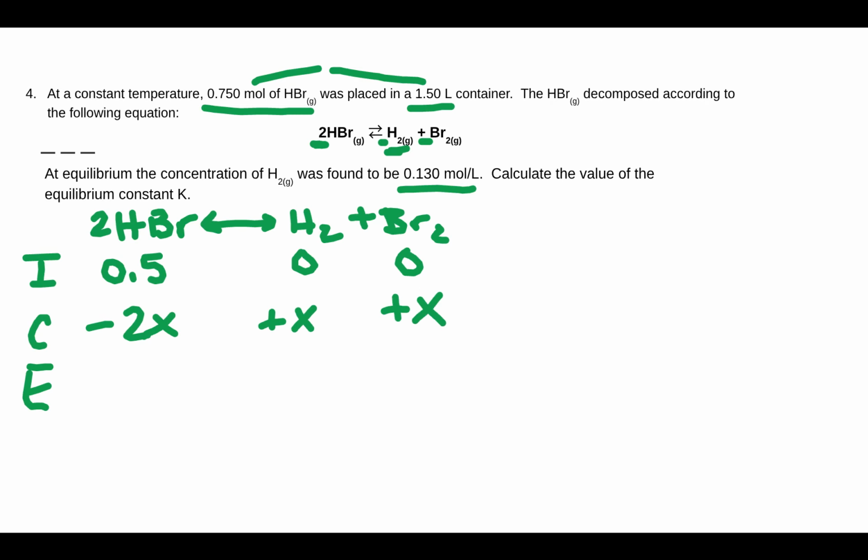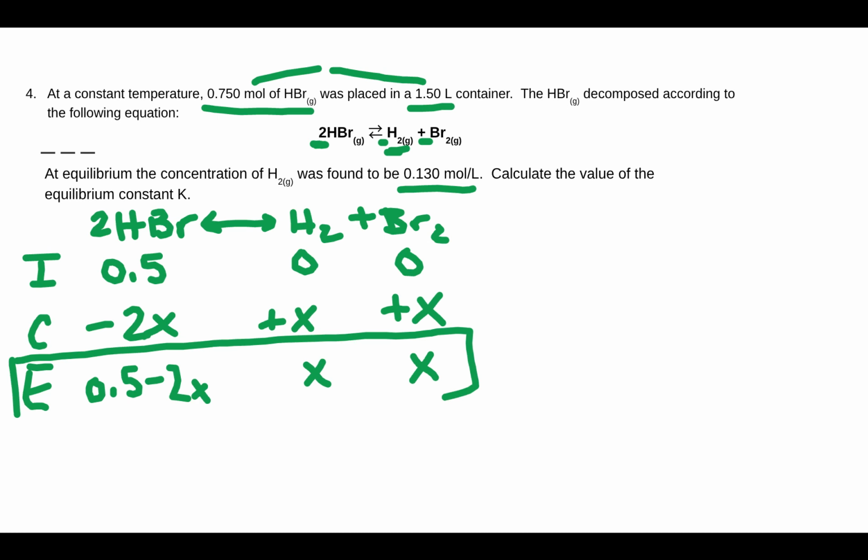Then you add your columns together. So for E, it's going to be 0.5 minus 2x. For H2, it's just x, and for Br2, it's just x. This is the part we really care about because this is the part that uses the Kc, right? Kc is at equilibrium, and that's what we want to solve for.